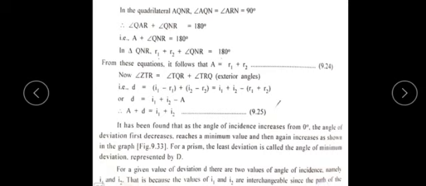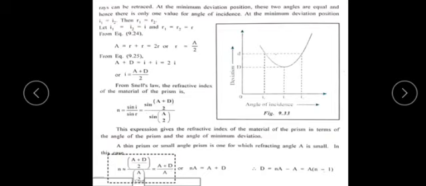The values of I1 and I2 are interchangeable, since the path of the ray can be retraced. At the minimum deviation position, these two angles are equal. Hence there is only one value of angle of incidence at minimum deviation, I1 equal to I2, that is equal to I. Then R1 equal to R2, that is equal to R.